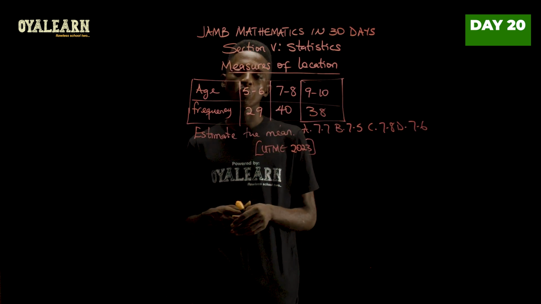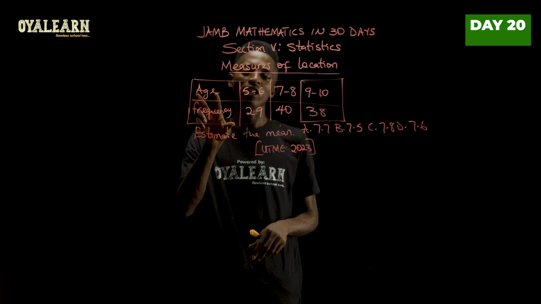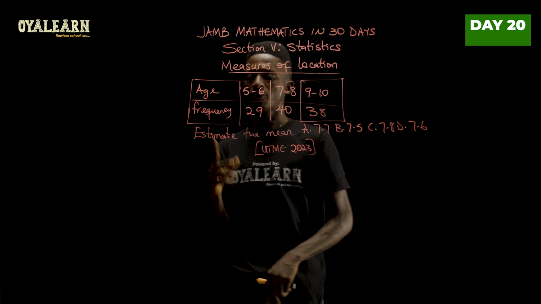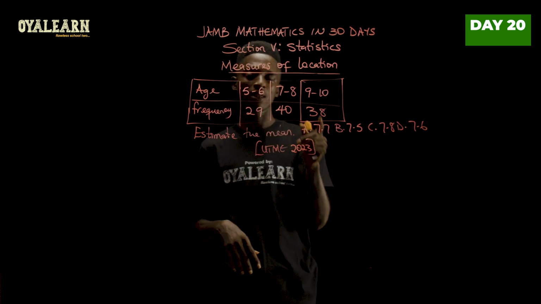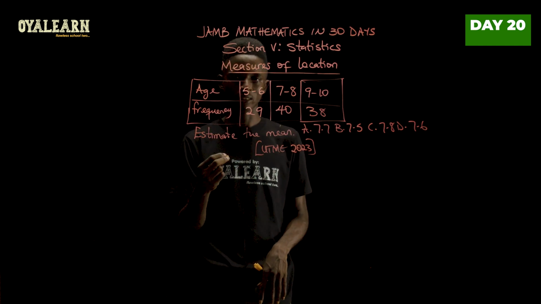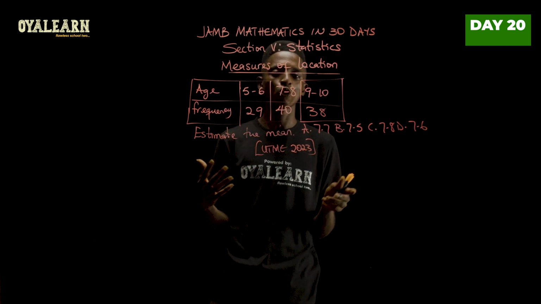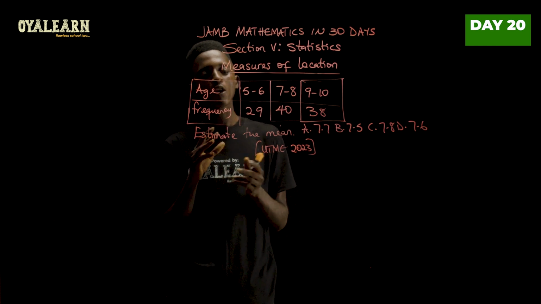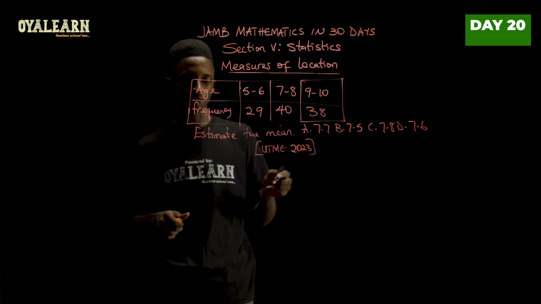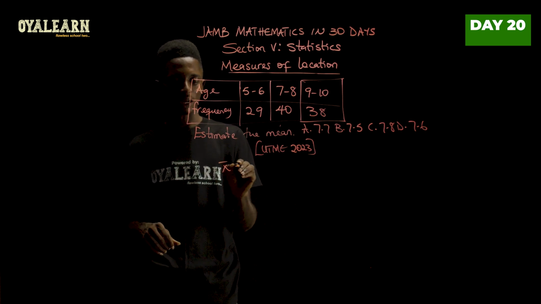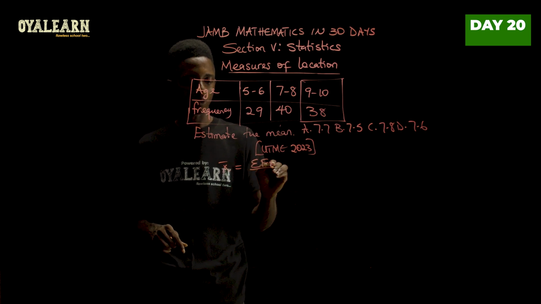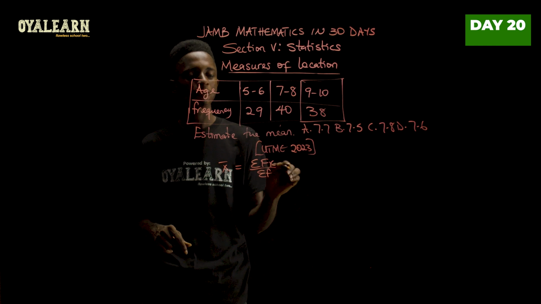From this question, we have a table where we have age range from 5 to 6, 7 to 8, and 9 to 10 with the frequencies 29, 40, and 38 respectively. We were asked to estimate the mean. Now, this is what we call grouped data. To solve cases of grouped data, the table we're going to apply is a bit different because the formula says that our x bar becomes still summation fx over summation f.